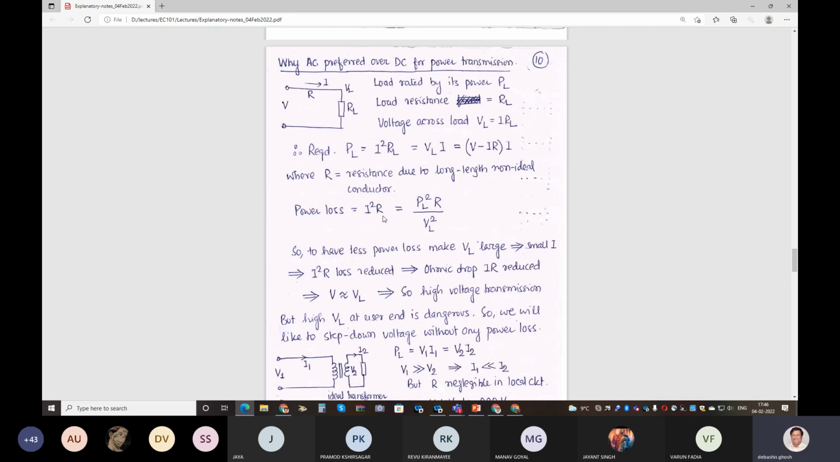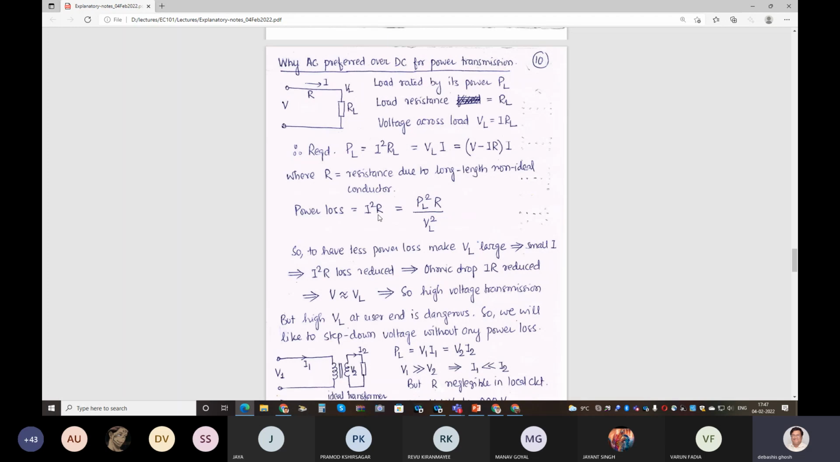This we should try to minimize. We don't want power to be lost on the way of transmission. In order to lower this loss, I would like to have I as small as possible, because R you don't have any control over. If you are having long distance transmission, obviously R will be more and more. You can make your conductor better and better, but if you use copper wire instead of aluminum wire, for example, that will be costly.